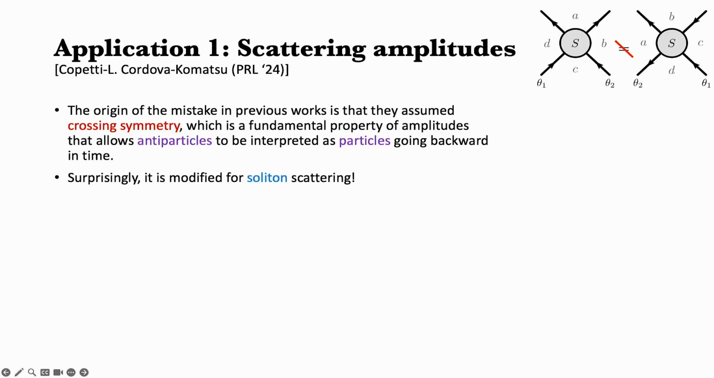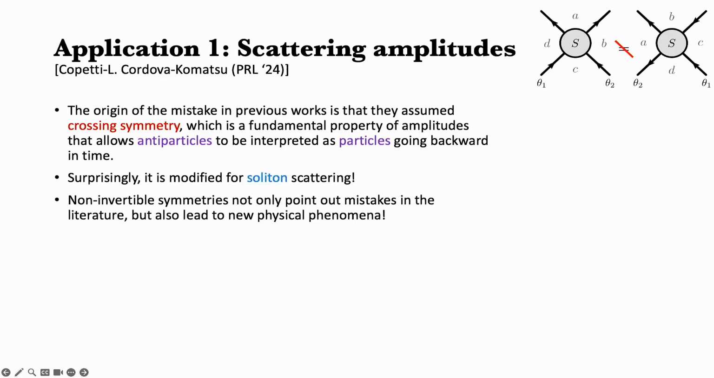So in this very nice paper by Kopeti et al., they derive a modified crossing relation. And using the modified crossing relation, they found the correct scattering amplitudes that respect the non-invertible symmetries. So this is one instance where the new symmetry not only points out mistakes in the literature that have been there for 30 years, but also leads to new physical phenomena.